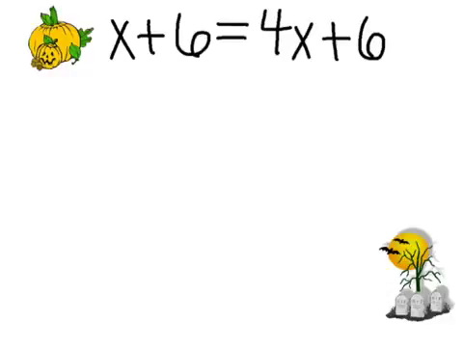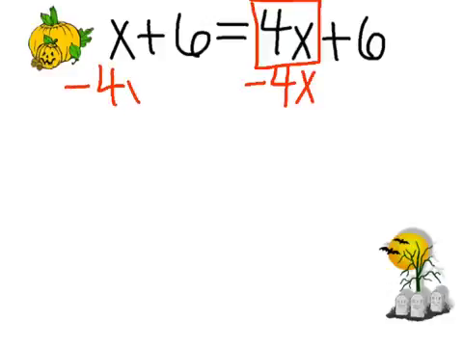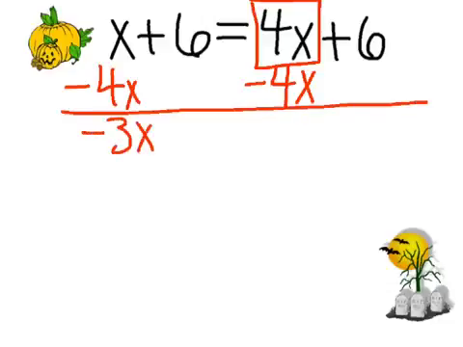Alright, practice problem number 1. We have x plus 6 is equal to 4x plus 6. We want to move our 4x over to the left side. It's a positive 4x, which means we're going to subtract 4x from both sides. On the left side, x minus 4x will be negative 3x plus 6. On the right side, that's 0, so all we have left is the positive 6.